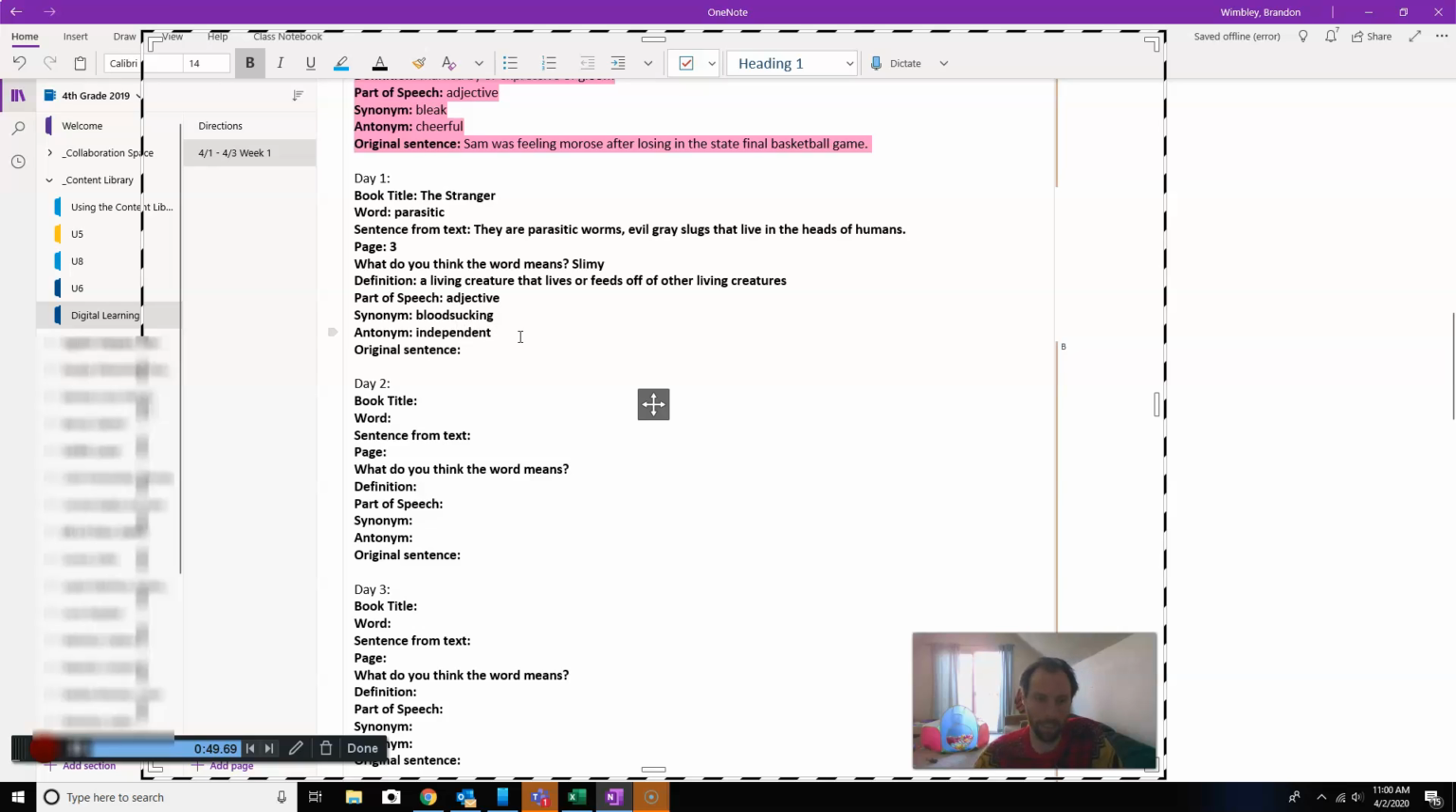Alright, and now it wants the original sentence. So that's going to be, for whatever reason they have us, a different sentence. So I need to put parasitic in my own sentence. So not original from the text, but original like you made it up. So I'm going to put the parasitic insect was very annoying as it sucked my blood. Alright, that's it for your vocabulary.